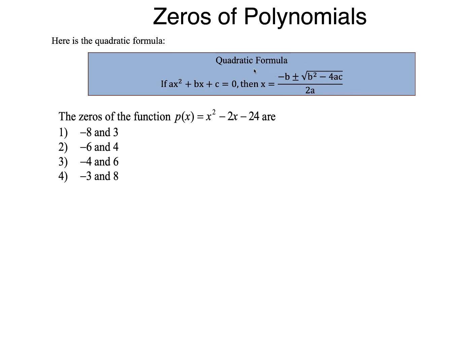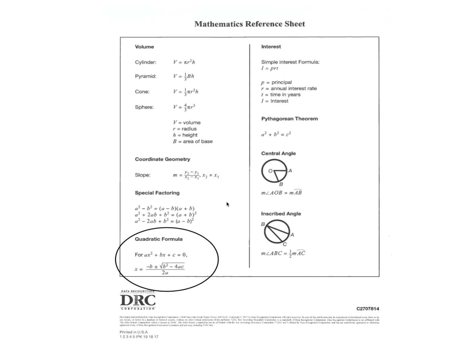Now, you do not have to memorize the quadratic formula. It is actually given to you on the TASC reference sheet. So let's take a look. So here is your mathematics reference sheet, which will be given to you on the day of the TASC test, whether you're taking the computerized version or the paper and pencil. And it's right down here. So notice I have it circled, so you do not have to memorize. You just need to go to the reference sheet.